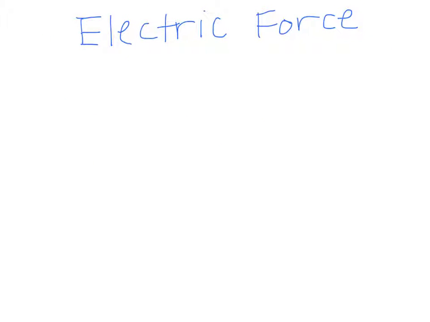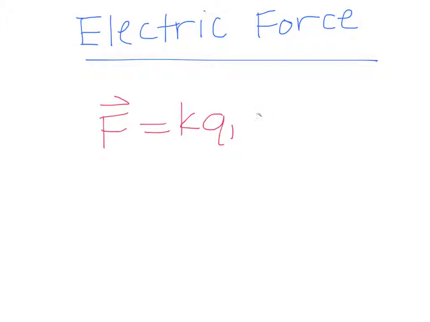The electric force is the means by which these charges interact. By Coulomb's law, the electric force, which is a vector, is equal to the constant k times the charge on the first particle times the charge on the second particle divided by the shortest distance between them, r squared. This is multiplied by the r hat vector, which is in the direction of r, the shortest distance between the two particles.